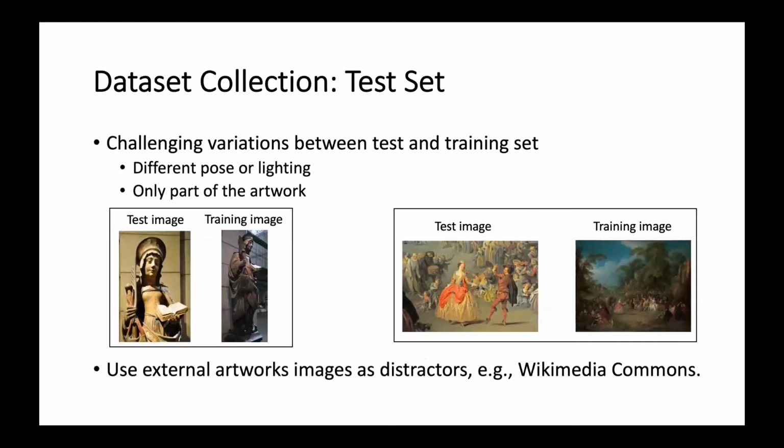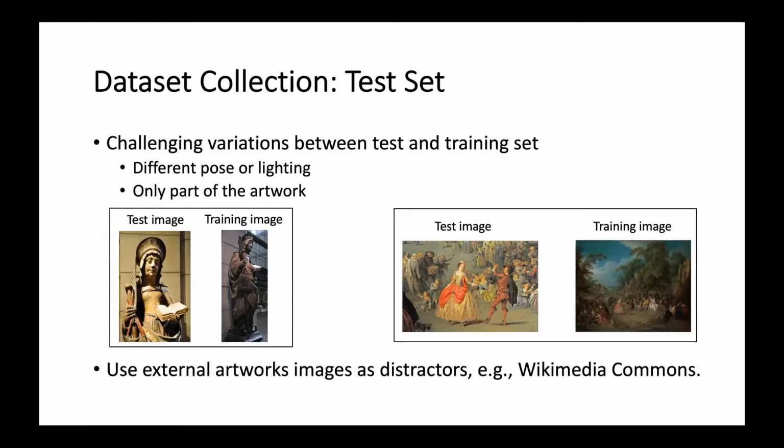For the test set, we collect users' photos with challenging variations compared to the training set. For example, in the left test-training image pair, the two images have large differences in terms of pose and lighting. In the right example, the test image is only part of the training image. In addition, we also use external artwork images. For example, Wikimedia Commons has distractors which do not have ground truth labels in the training set. All of these features make our artwork dataset extremely challenging.